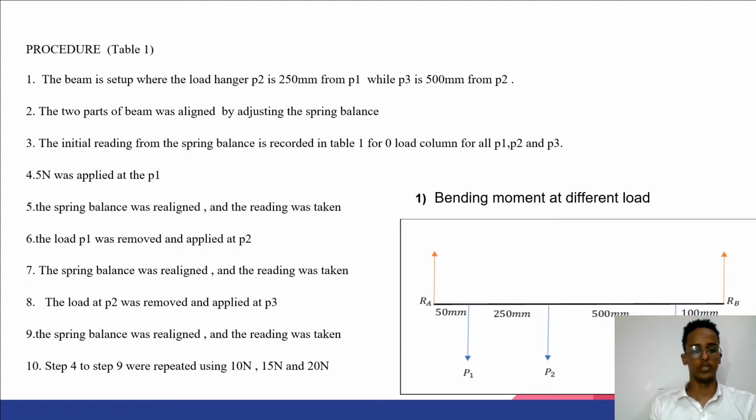Secondly, the load at B2 was removed and applied at B3. The spring balance was realigned and the reading was taken. Then step 4 to step 9 were repeated using 10 Newton, 15 Newton and 20 Newton for each.